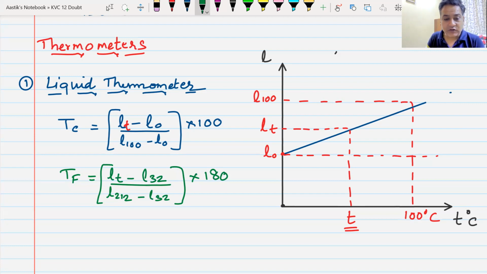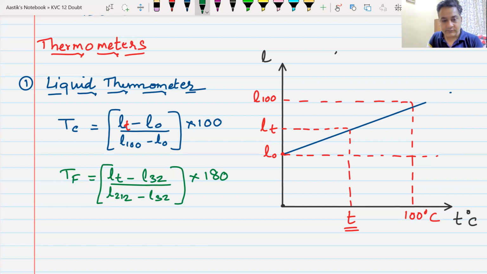This is all about liquid thermometers. If you understand this liquid thermometer, remember, Kelvin scale is not defined on the liquid thermometers, because Kelvin scale is only defined on gaseous or gas thermometers. You can also write a formula for Kelvin scale, but for liquid thermometers we normally don't use it. Do we understand this? Yes or no?